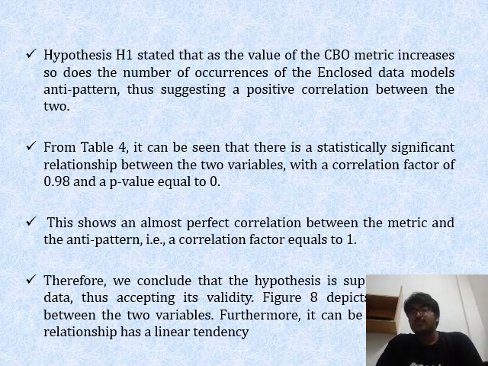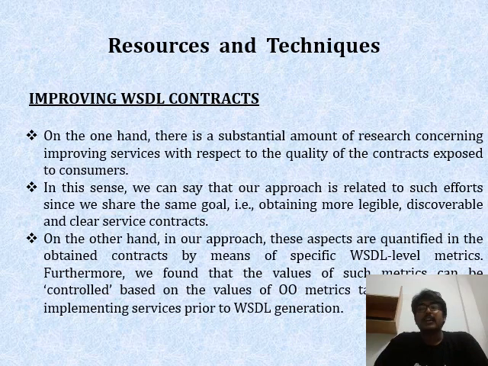Hypothesis H1 stated that as the value of the CBO metric increases, so does the number of occurrences of the enclosed data models anti-pattern, which suggests a positive correlation between the two. This shows an almost perfect correlation between the metrics and the anti-pattern, which we discussed in the above table and statistics. And mainly the correlation factor is always 1. And resources and techniques. Improve.